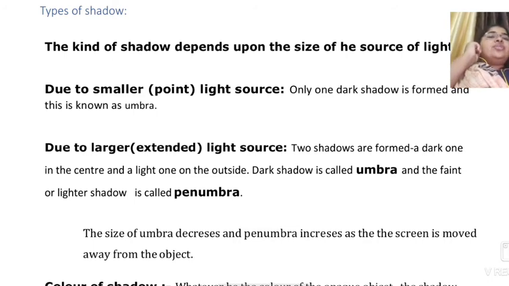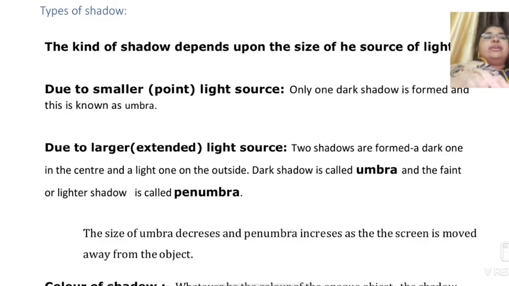So students, when we have a larger light source, sometimes we say that the headlight of a big vehicle like a tempo or train can produce a dark shadow in the center and a lighter one on the outer side of the circle. The dark part is called umbra and the lighter shadow is called penumbra.